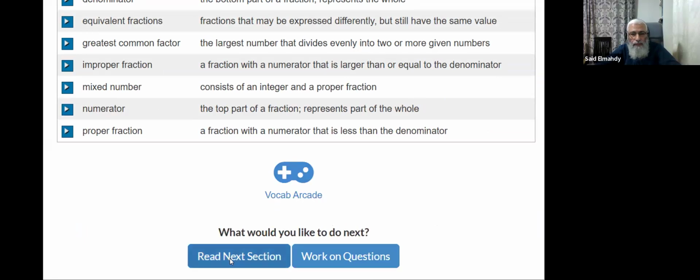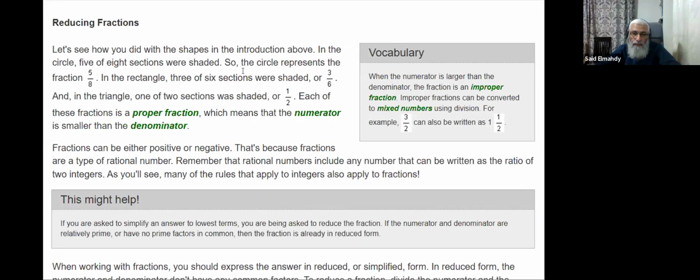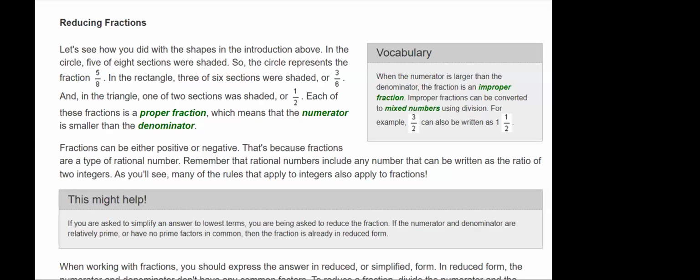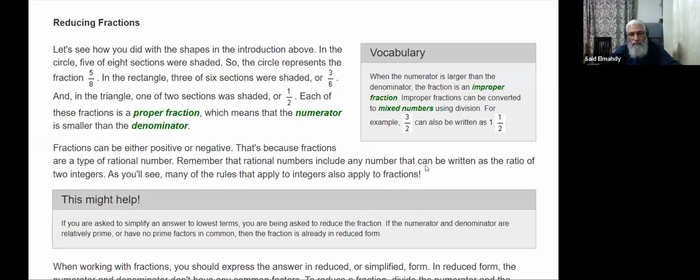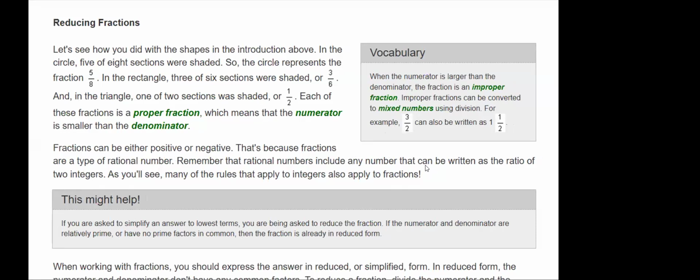Next section. Read. Let's see how you did with the shapes in the introduction above. In the circle, 5 of 8 sections are shaded, so the circle represents the fraction 5/8. In the rectangle, 3 of 6 sections were shaded, or 3/6. And in the triangle, 1 of 2 sections was shaded, or one half. Correct.